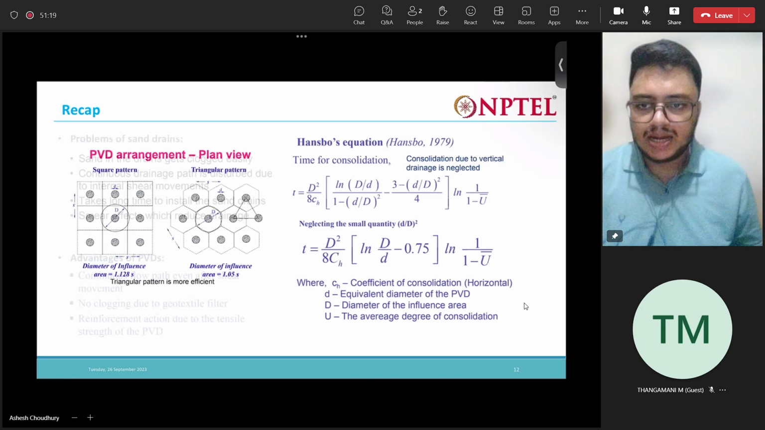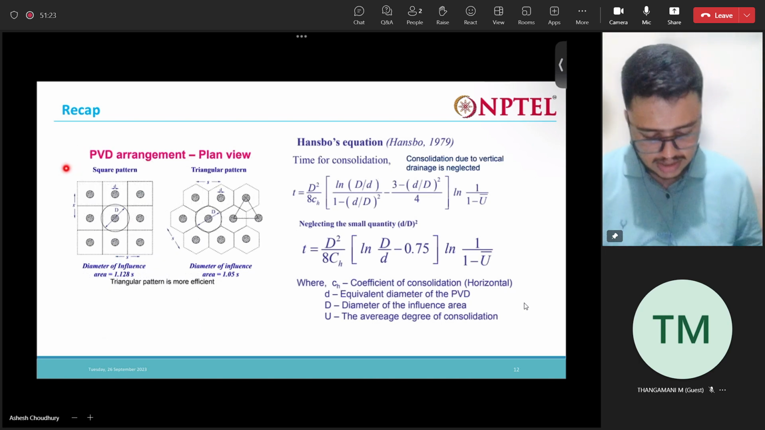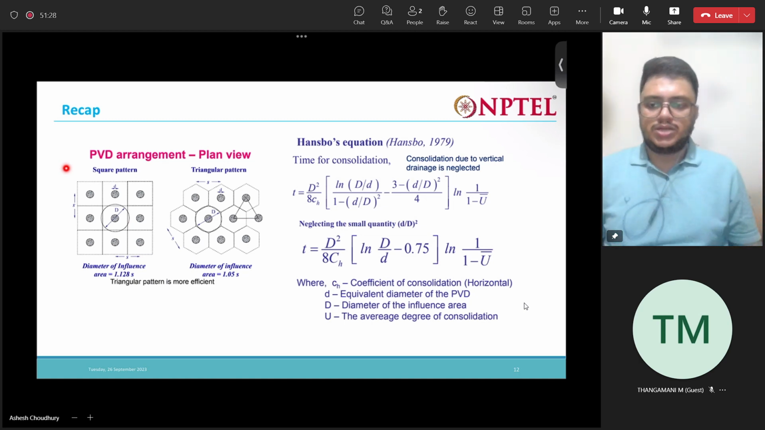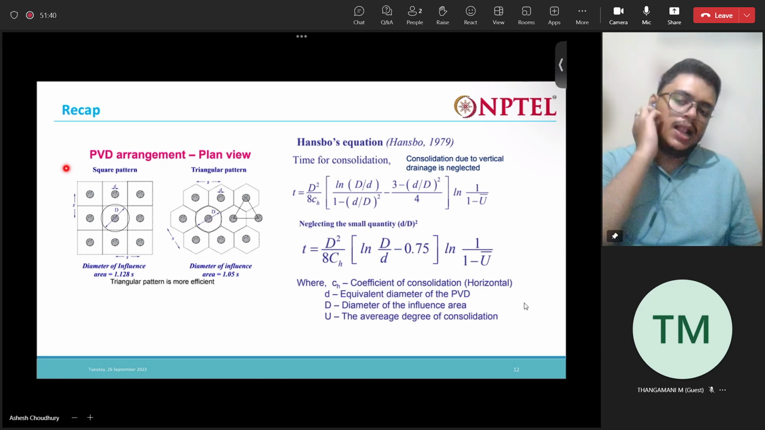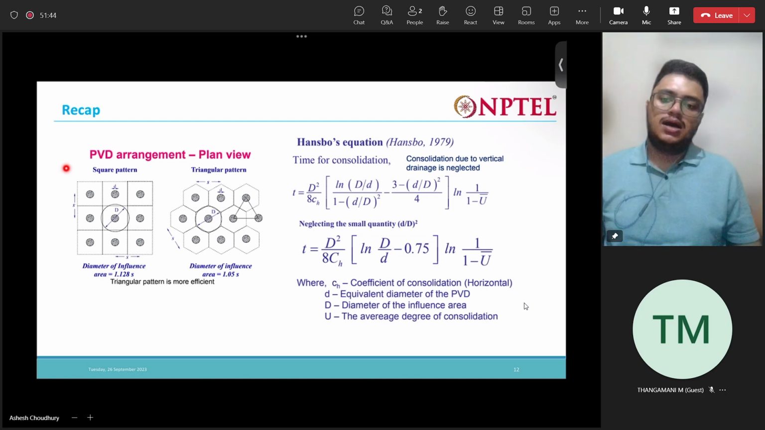As I was discussing before, similar to sand drains, here also we have this arrangement. These are called unit cells, where the diameter of influence is D. A triangular pattern is always more efficient than the square pattern.